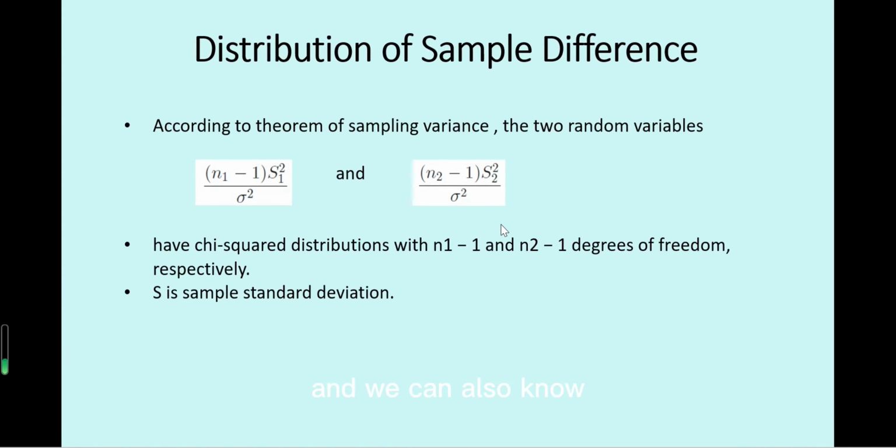And we can also know, according to the theorem of sampling variance, that n1 minus 1 times s1 squared divided by sigma squared, and n2 minus 1 times s2 squared divided by sigma squared, both have chi-squared distribution, with n1 minus 1 and n2 minus 1 degrees of freedom. So n1, n2 are sample sizes for population 1 and population 2, right? And S is the sample standard deviation.